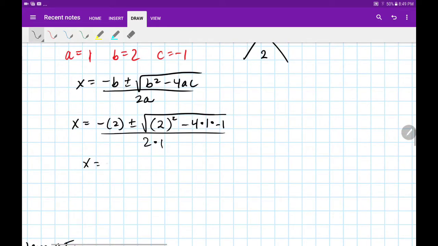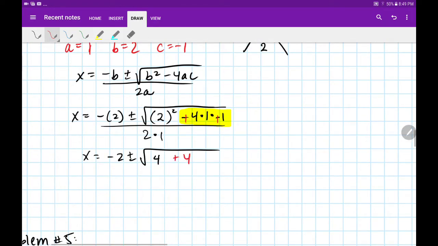Let's simplify. That's negative 2 plus or minus 2 times 2 is 4. Now this piece, negative 4 times positive 1 is negative 4. And then times a negative 1, well, these two negatives multiply to give me a positive 4, all over 2. Okay, let's simplify further. That's x equals negative 2 plus or minus square root of 8 over 2.